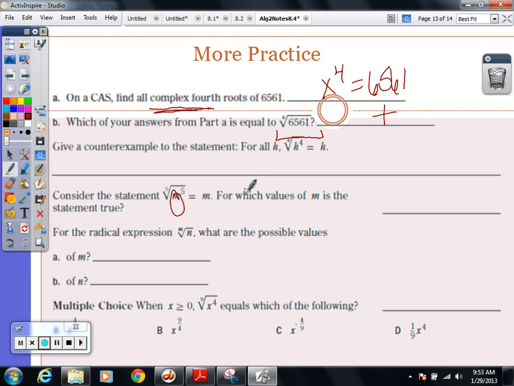What are the possible values of m for the radical expression, the mth root of n? What could I plug in for m here? Is there such a thing as a negative root? No. So m has to be greater than or equal to, there's not really even a first root, there's a square root. So 2. And how about n? What can you plug in there? n has to be greater than or equal to 0. Okay.